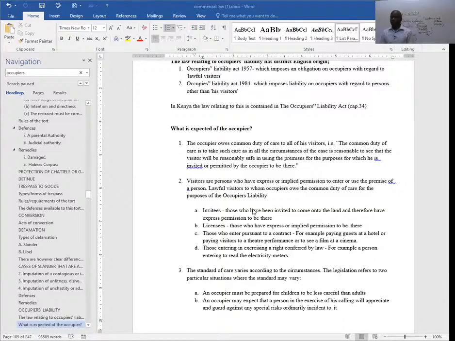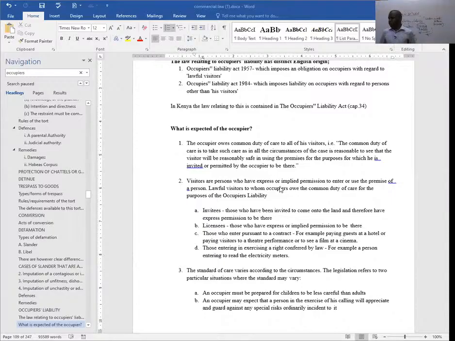So those are the persons you can be able to call visitors. Maybe it's someone who has been licensed to visit your premises. So he's the visitor. Either it can happen in a situation whereby you've invited them, or they have come in as a result of a license or been allowed to visit the premises. So those are the persons we are calling visitors.